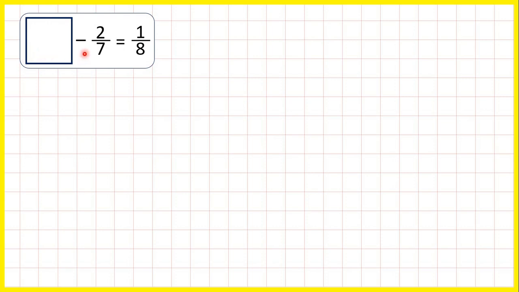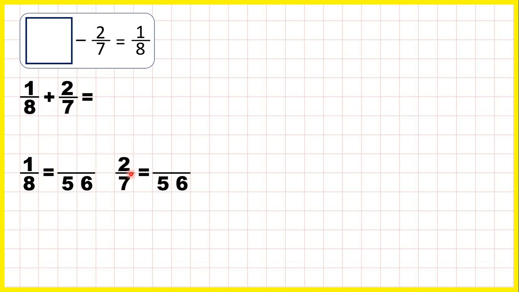Now, something minus 2/7 equals 1/8. So here, because it's the first number of our subtraction that's missing, we use the inverse operation. We use addition to find our answer, because remember, subtraction problems can be read backwards as addition problems. So if we work out 1/8 plus 2/7, we'll find our missing number. Now the denominators need to be the same, and 56 is in both the 8 and the 7 times tables, so let's find our equivalent fractions.